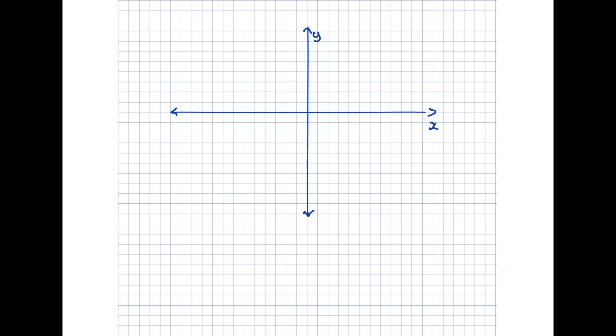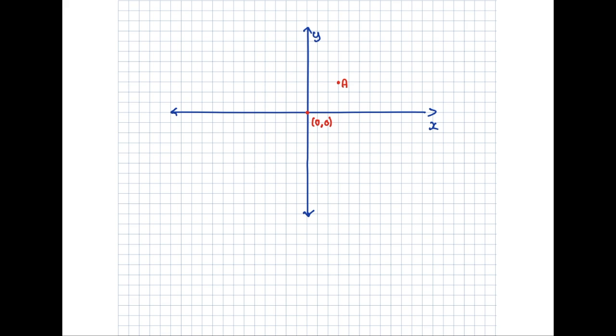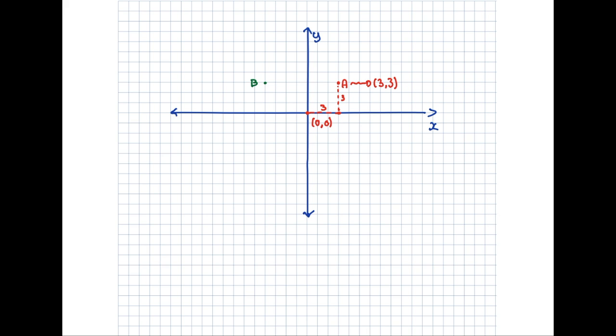We typically use coordinate systems to analyze physical phenomena. Our coordinate system has the origin 0, 0. Let's add a point A. To get to A, we move 3 squares in the x direction and 3 squares in the y direction. We can assign point A the coordinate 3, 3. Now let's add point B at -4, 3.